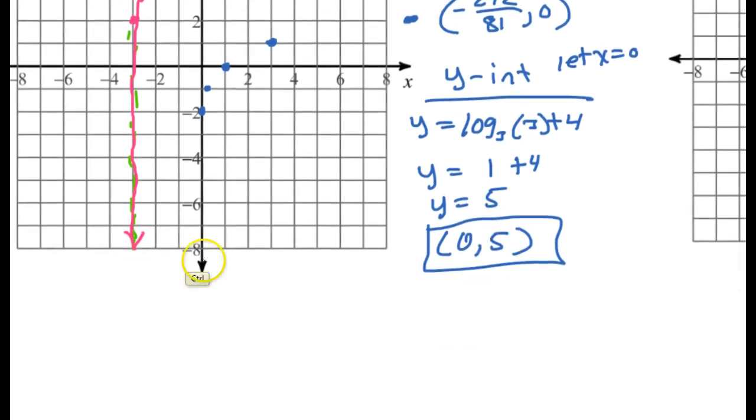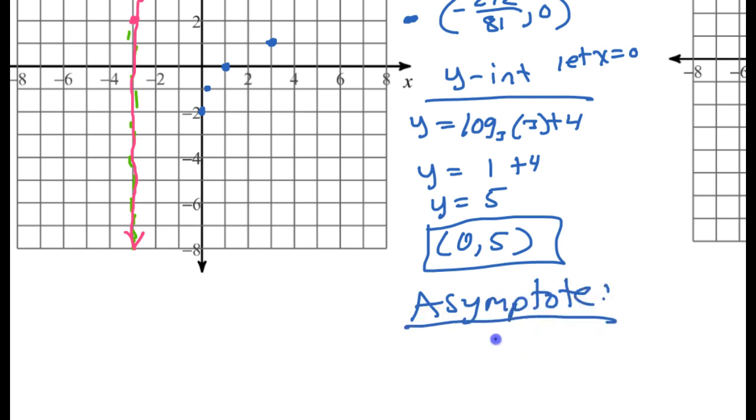Okay, that just leaves the asymptote, which was a vertical line at negative 3. So what do we say for the asymptote? What will I call that asymptote? x equals, because it's a vertical line, so x equals negative 3.